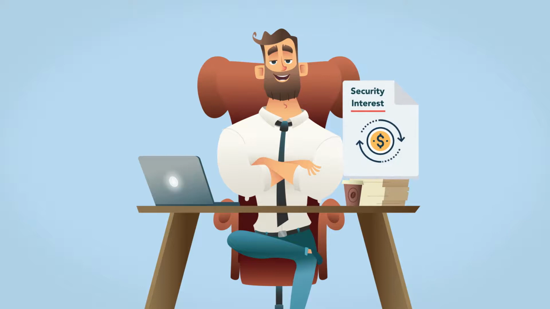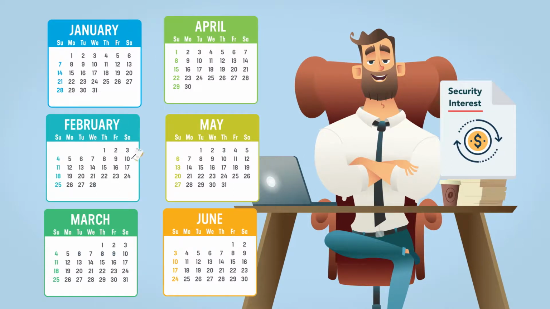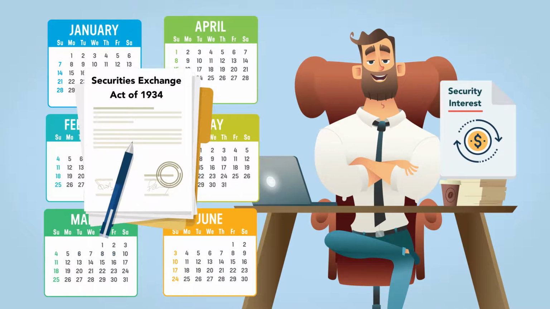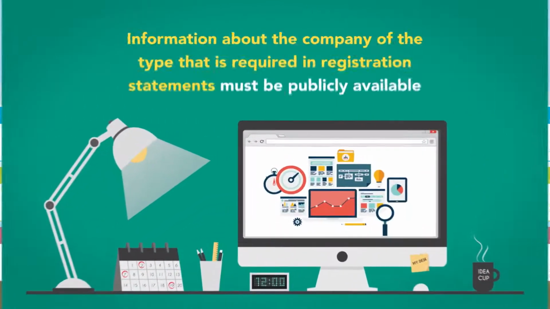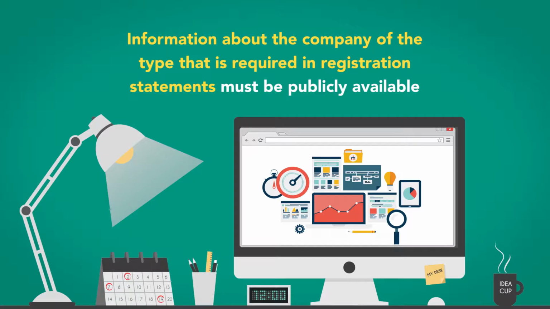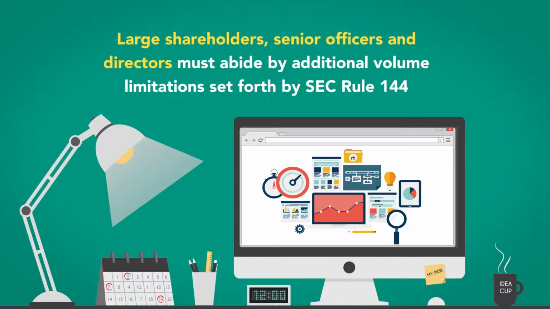The investor can also resell a security publicly, assuming 2 criteria are met. First, the investor must hold the securities for a period of at least 6 months if the company files reports under the Exchange Act of 1934, or 12 months if the company is private. Second, information about the company of the type that is required in registration statements must be publicly available. Large shareholders, senior officers, and directors must abide by additional volume limitations as set forth by SEC Rule 144.